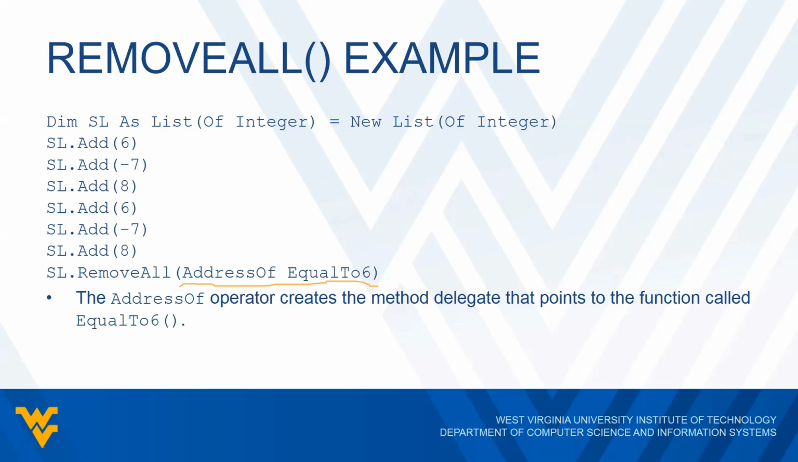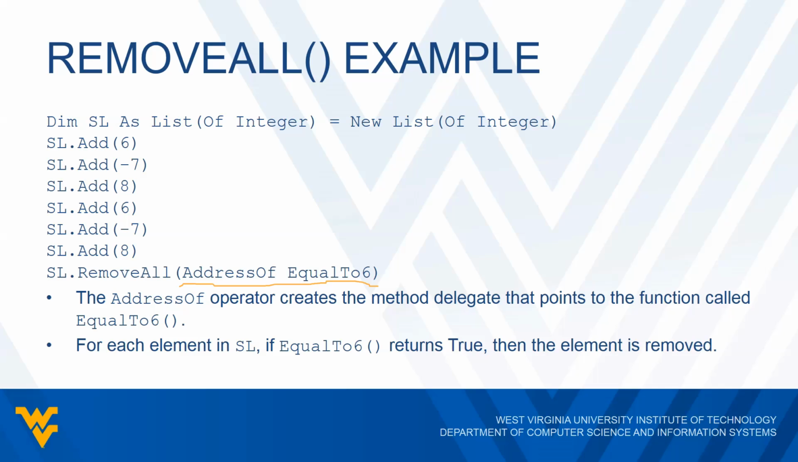What this means is for each element that is in our list sl, if EqualTo6 returns true for that element. So think of this as looking at each element in the list and passing that specific value into EqualTo6. Think of it that way. So if this function returns true, then we're going to remove the element. If we look at our example here, our list right now is 6, -7, 8, 6, -7, 8. What's going to happen after the RemoveAll method is done is all the 6's will be removed. So that means our final list here would be -7, 8, -7, 8.